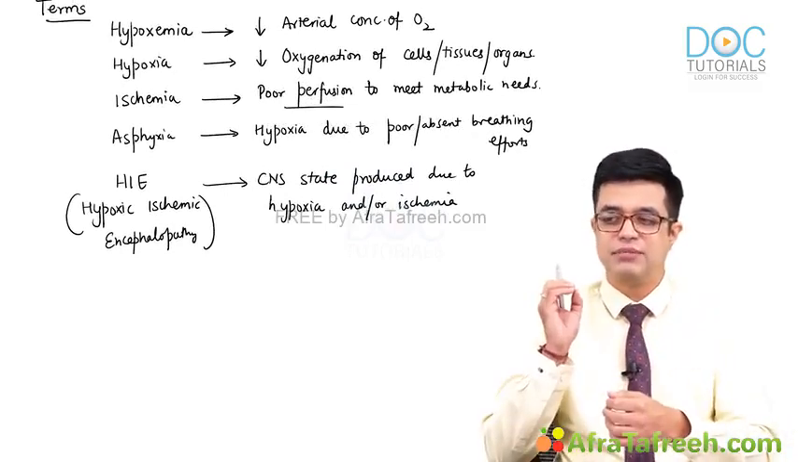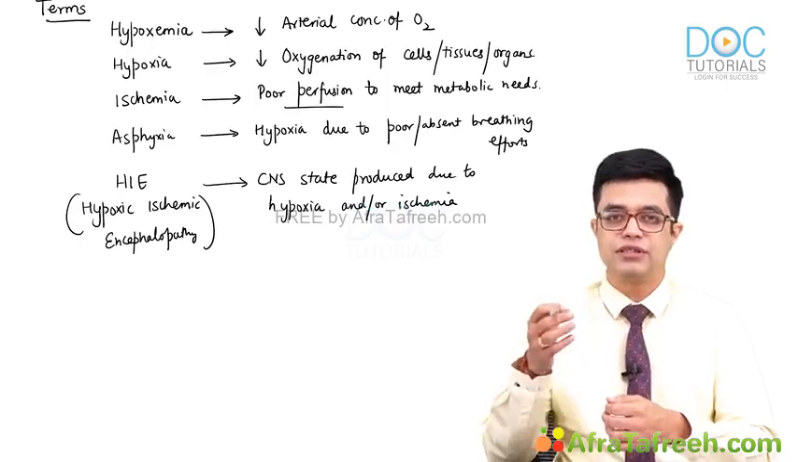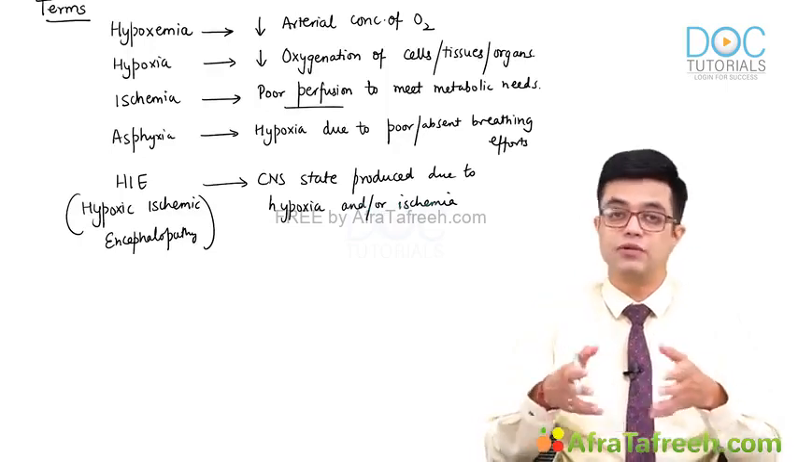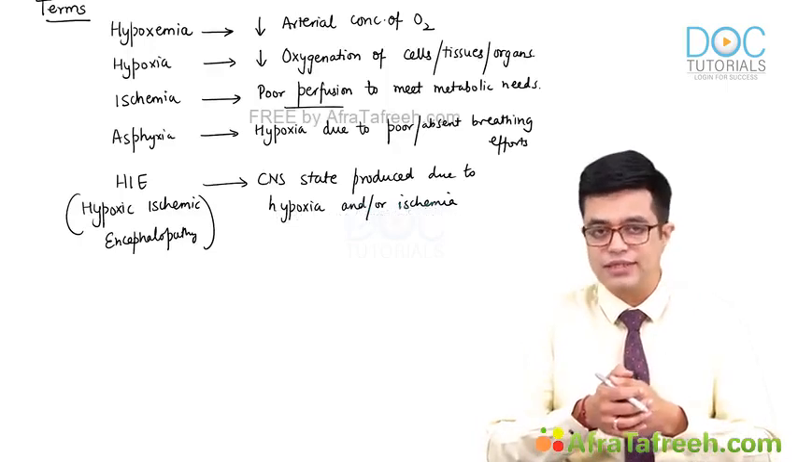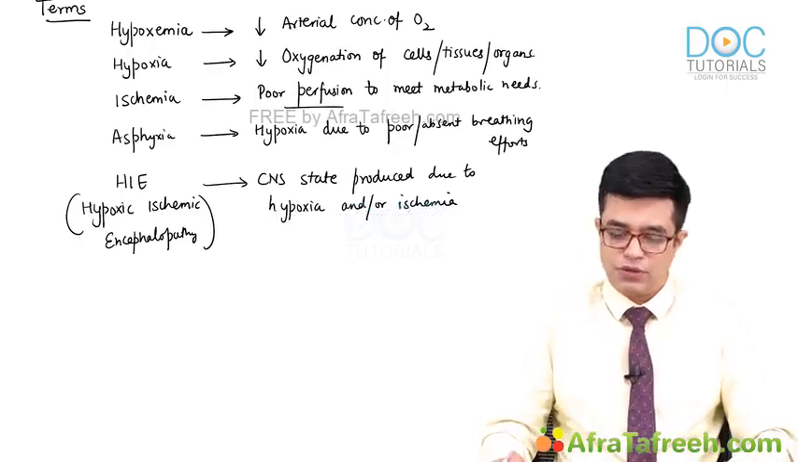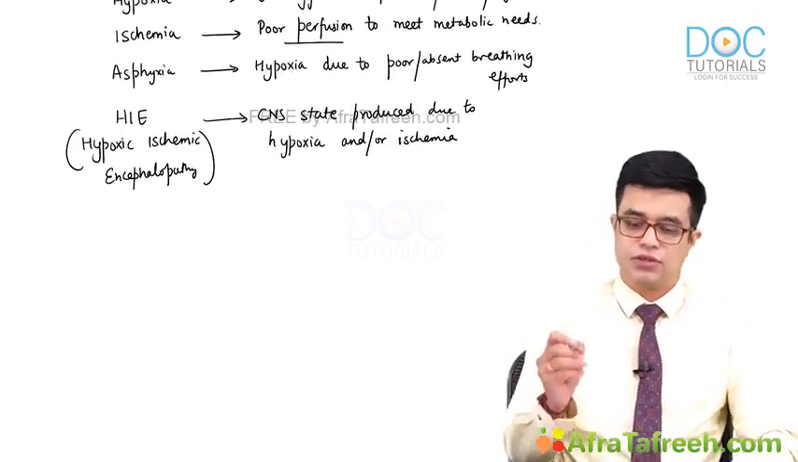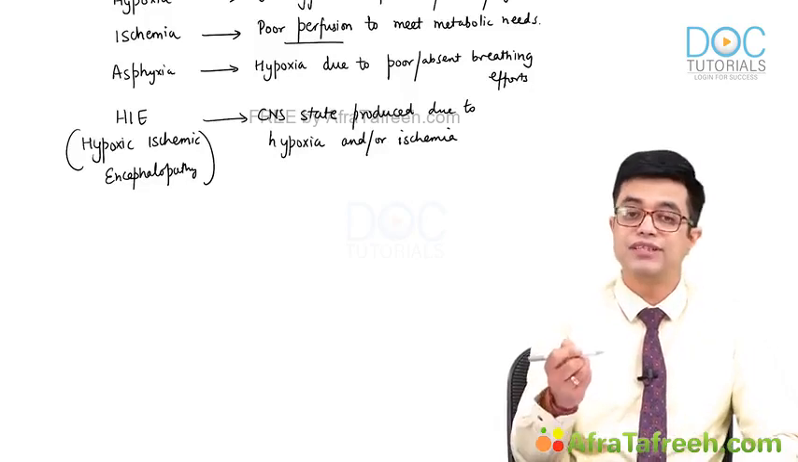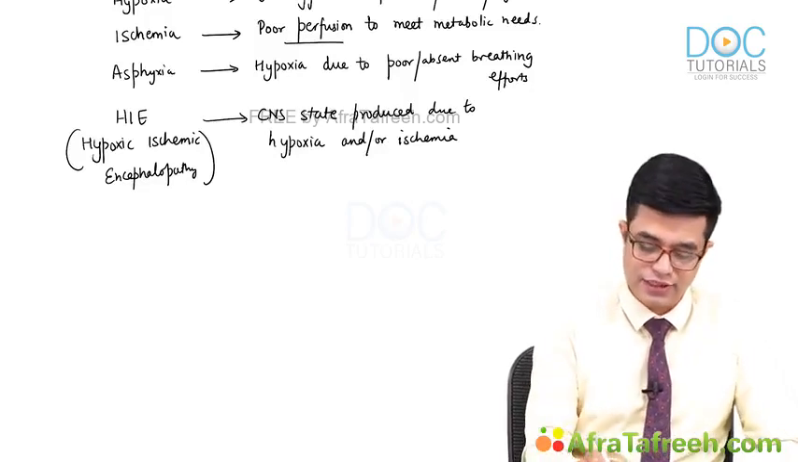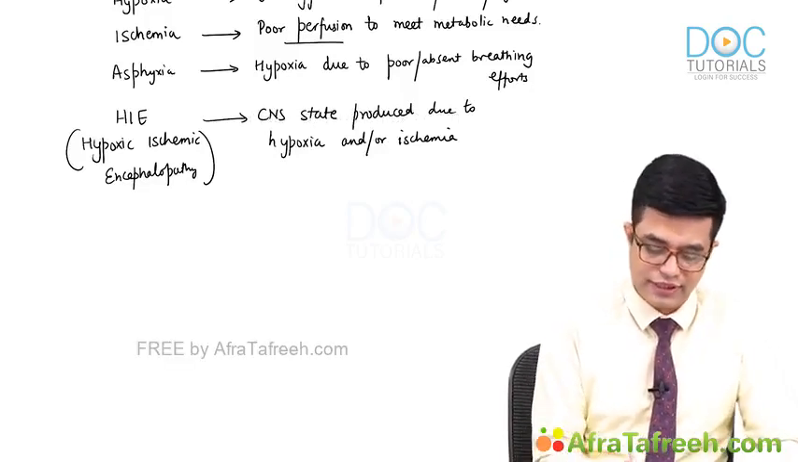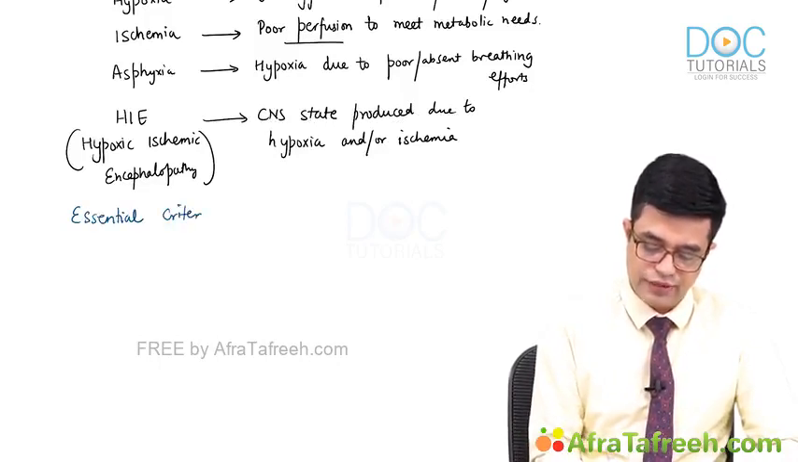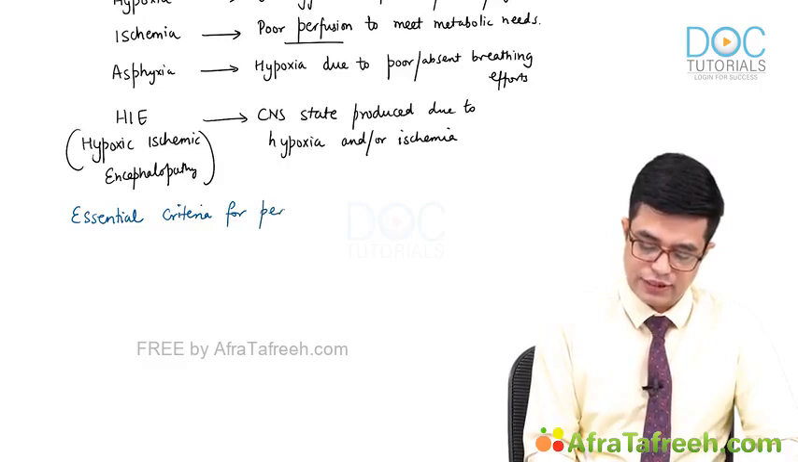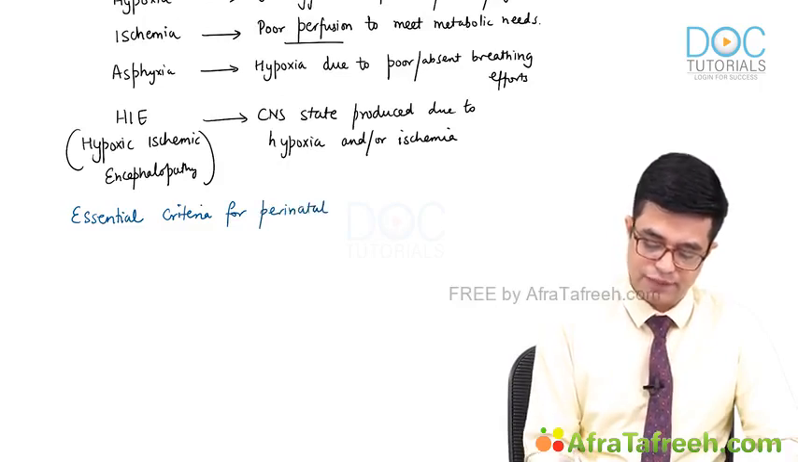So the meaning of these terms is important, and obviously when we read the topic, what happens sometimes is we just simply jump into the criteria, diagnosis. We don't understand the meaning of that. When you understand the meaning, things make more sense. So now that we have talked about these terminologies, let us first talk about how we define perinatal asphyxia. The first thing we'll be discussing is the essential criteria to define perinatal asphyxia, also called birth asphyxia.